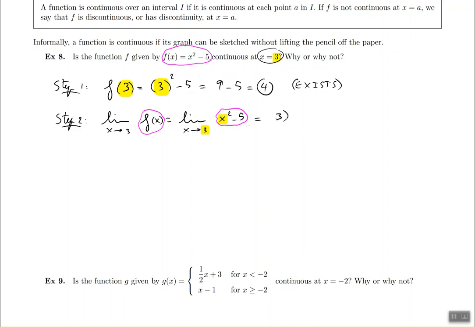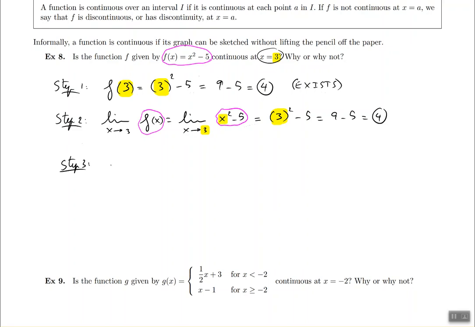Well, if I plug it in, I get 3 squared minus 5, which is 9 minus 5, which is at the end 4. So all I did here is notice that it's a limit, replace x with 3, then evaluated the numbers. So step number 2 is done. I didn't have to do left limit, right limit. I was able to do both of them in one shot.